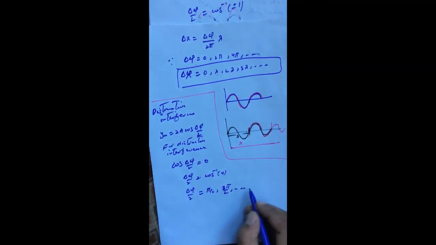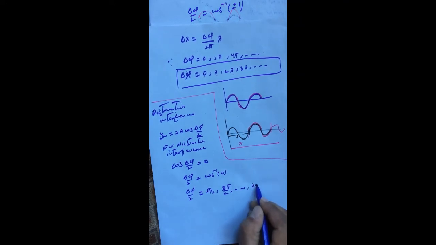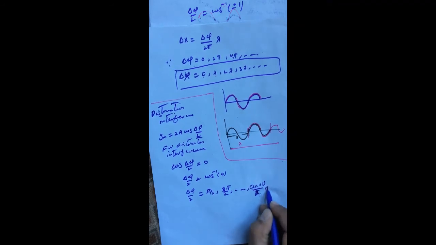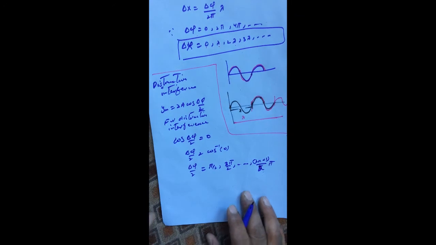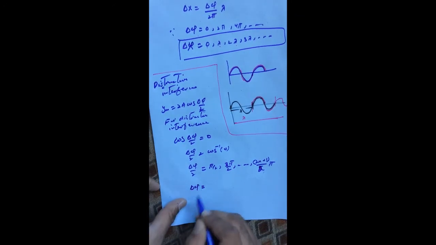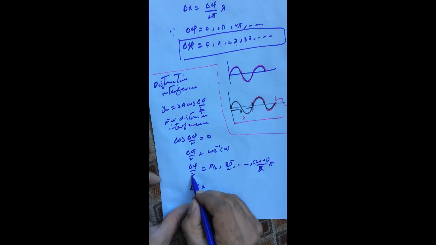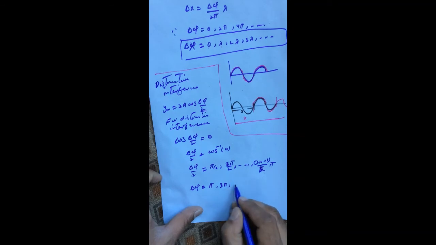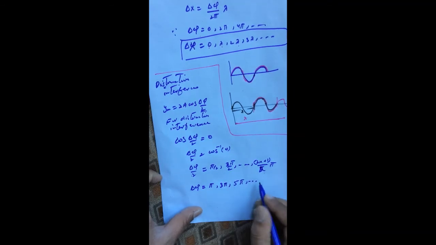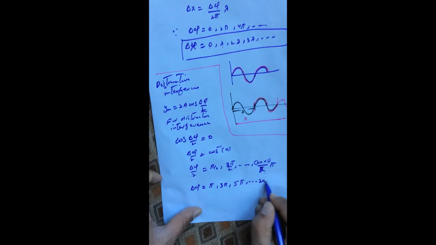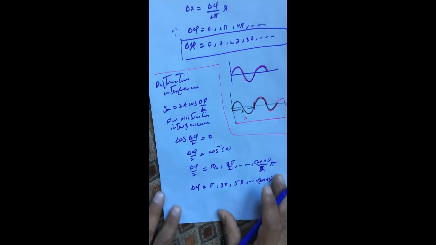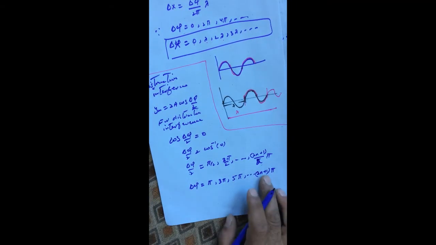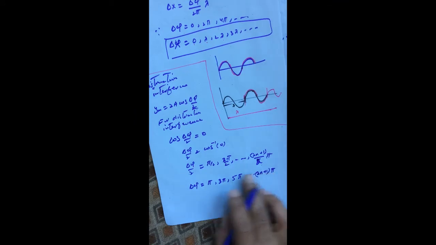And cos inverse 0 is equal to pi divided by 2, 3 pi divided by 2, and so on. So it means it will be (2n plus 1) times pi over 2. So phase difference del phi will be, if I bring this 2 on this side, equal to pi, 3 pi, 5 pi, or (2n plus 1) pi. So if the phase difference is either pi, 3 pi, 5 pi, or (2n plus 1) pi, then we have destructive interference.